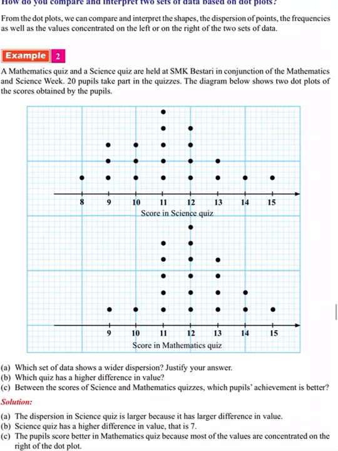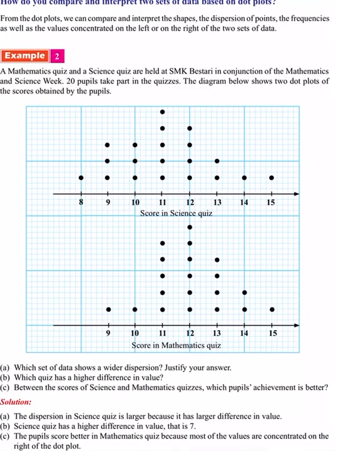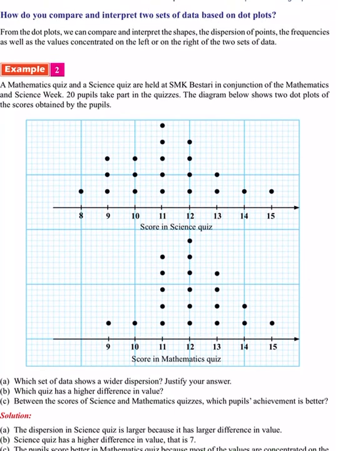Here is when you want to compare two dot plots. The one above is the score in the science quiz, and the one below is the score in the mathematics quiz. Basically we just look into the dot plots, and we can see that the mathematics quiz got more students achieving higher marks, 12, 13, 14, 15. And for the science quiz, the spread of the data is quite big.